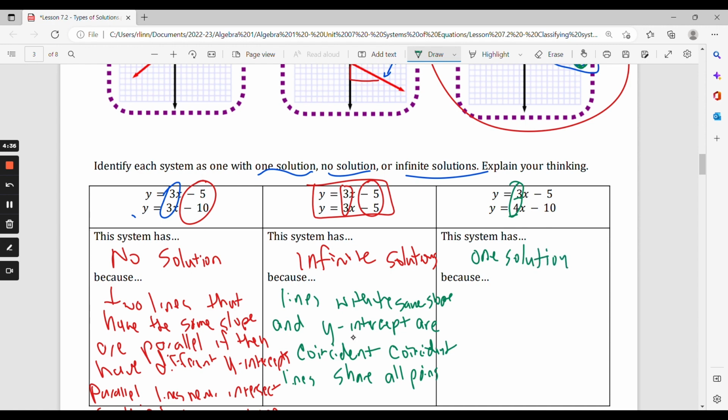This has one solution because the lines are at different slopes, which means they intersect somewhere.